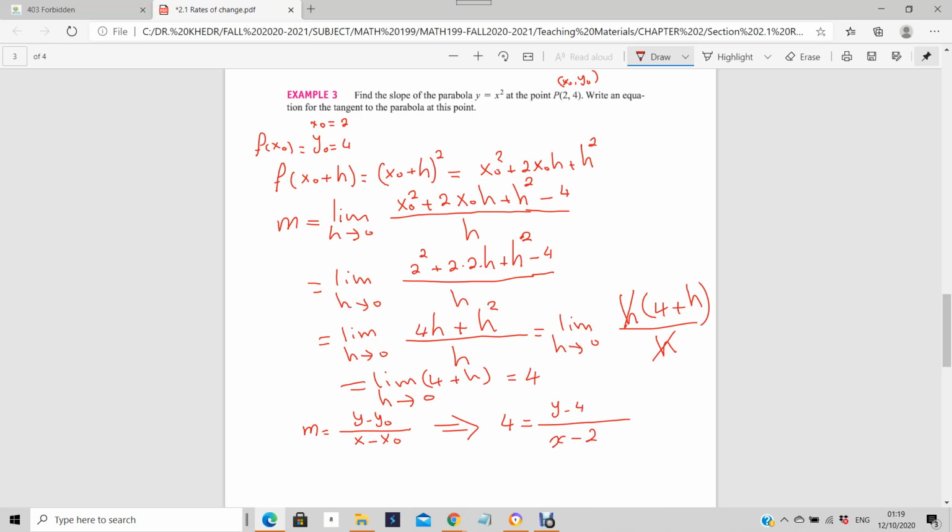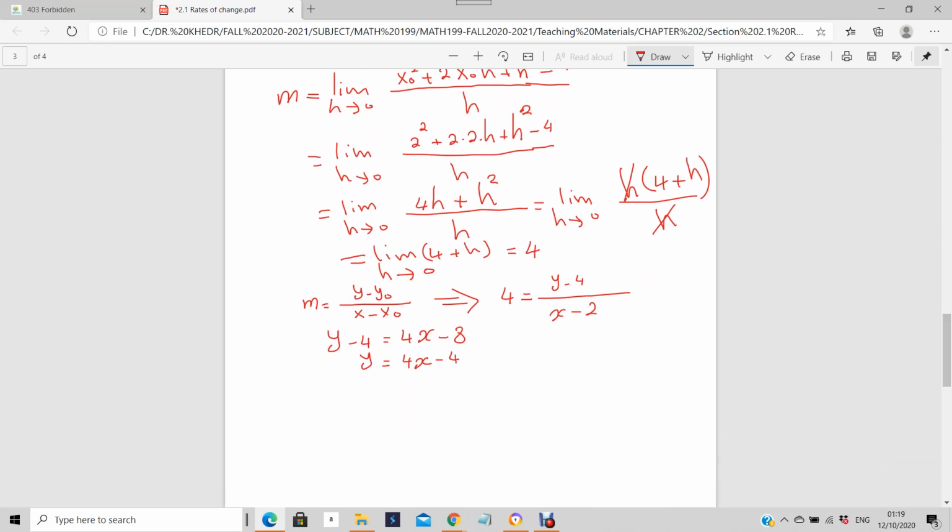You just solve this equation and rearrange it. Then y minus 4 equals 4x minus 8, and then y will be 4x minus 8 plus 4, that is 4x minus 4. So this is what we call the equation of the tangent line.